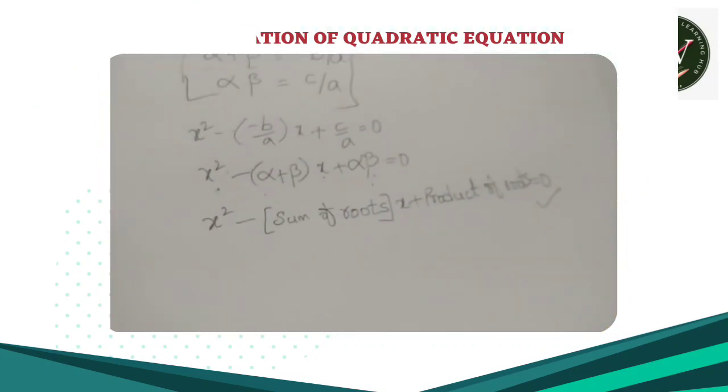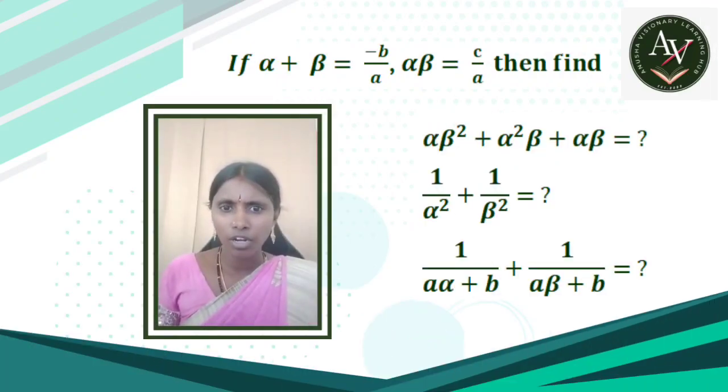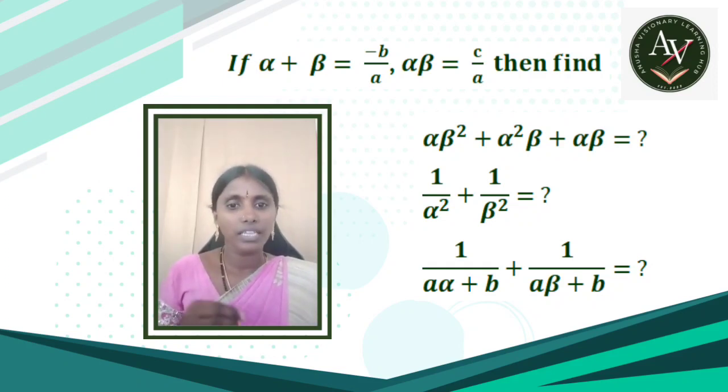Thank you. Yes, hope all of you understood how to frame the quadratic equation in terms of alpha and beta, right? Let's see how to find the following one with the help of the sum of the roots, alpha plus beta, as well as the product of the roots, alpha beta. Let's see that.